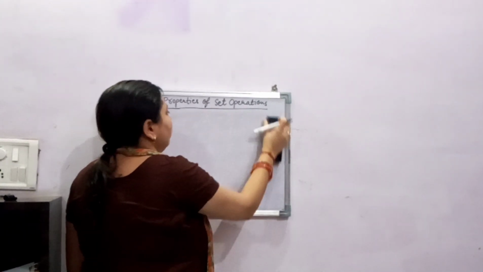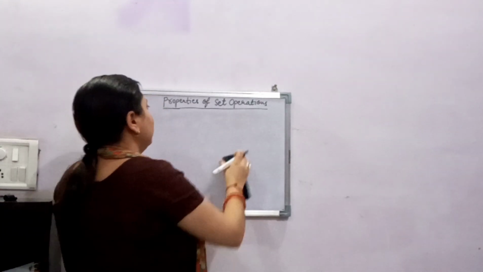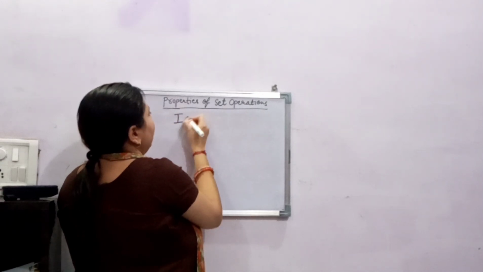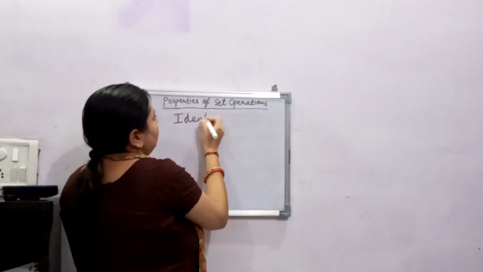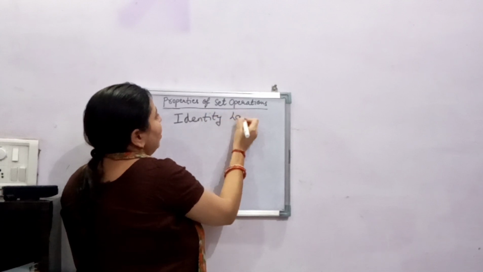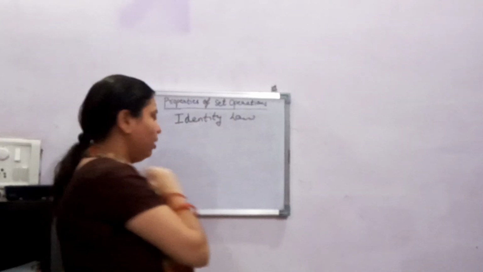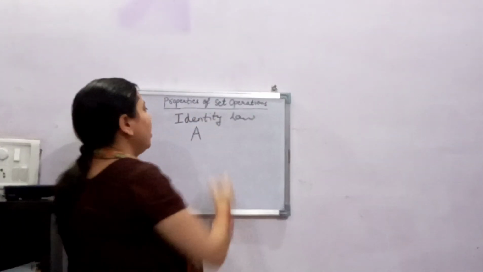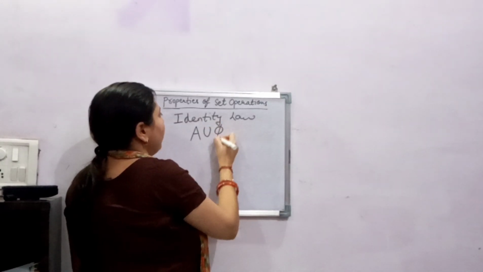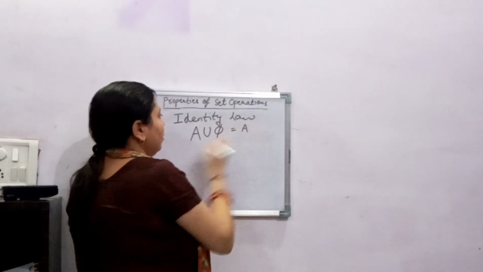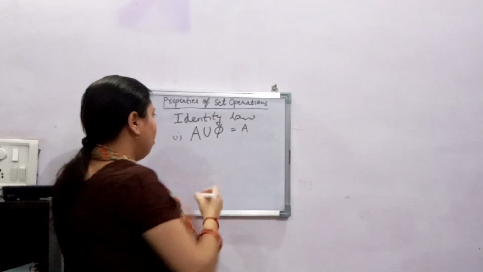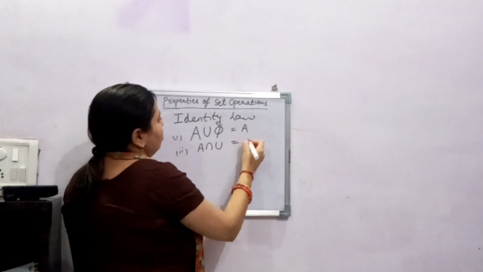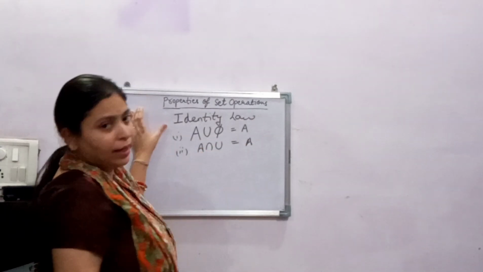Now we will understand what the basic laws of sets are. The first law is the identity law. What do we mean by identity law? Identity law means if A is any set, then A union phi equals A. This is the first property of identity law, and the second property is A intersection U equals A. These are the two properties of identity law.